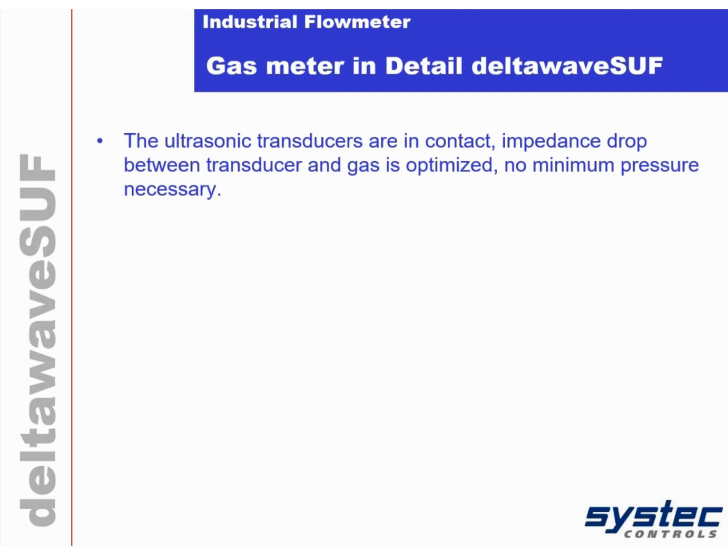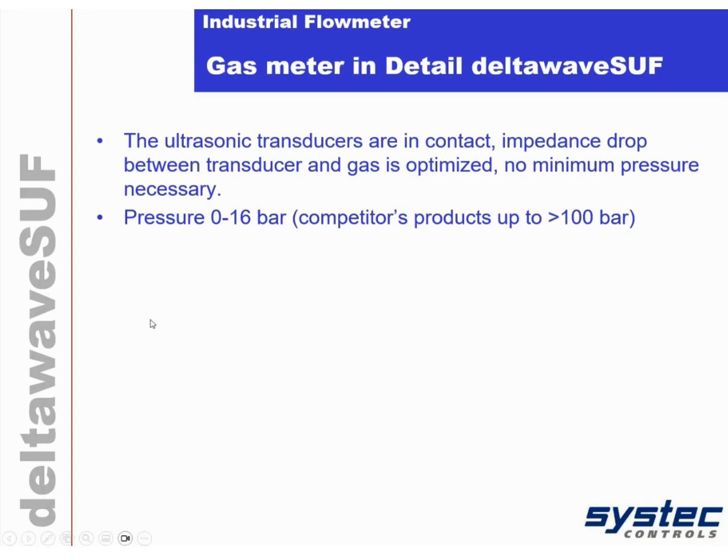So once more to get the details together, the ultrasonic flow meters are in wetted contact. Therefore, the impedance drop between the transducer and the gas is optimized, so we don't have a minimum pressure requirement for that. Our flow meter is for 0 to 16 bars. There are competing products, for example, from Elster and from Krohne. They have high pressure flow meters for international pipelines, but they are definitely playing in a different league in terms of pricing. So we are talking here of a factor of 1 to 20 between their pricing and our pricing. Therefore, we are more focusing on the low pressure side.